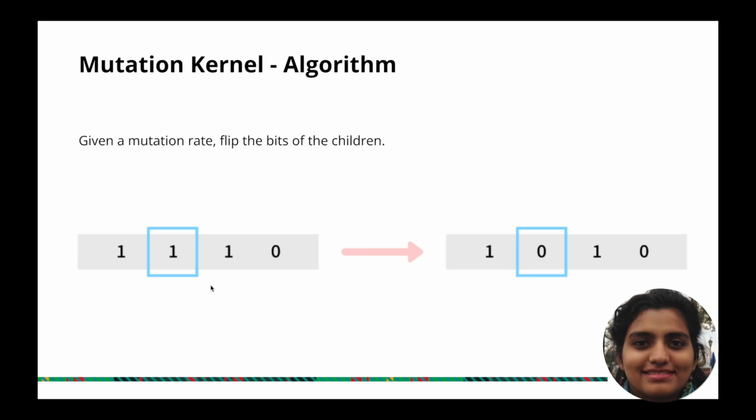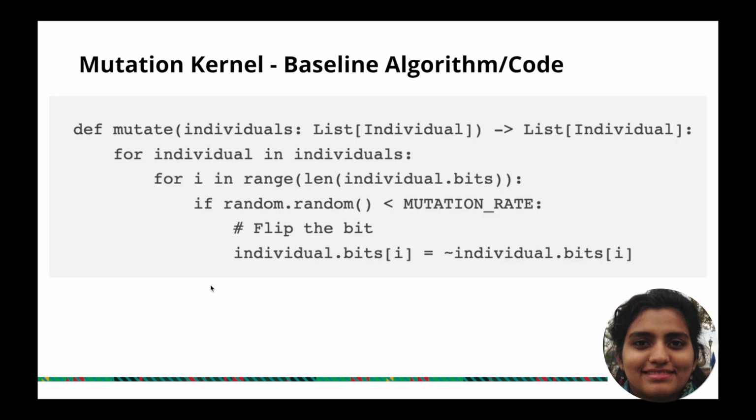Next is the mutation kernel. So for the mutation kernel, we get the mutation rate based on which the bits of the children are flipped. So for each individual bit, a random number is generated and compared with the mutation rate, based on which the bit is flipped.